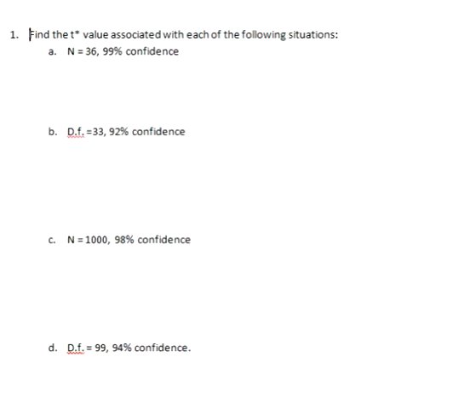We're trying to find the t-star value that corresponds to the given situations in each problem. For part A, we're asked to find the 99% confidence interval when n is equal to 36.